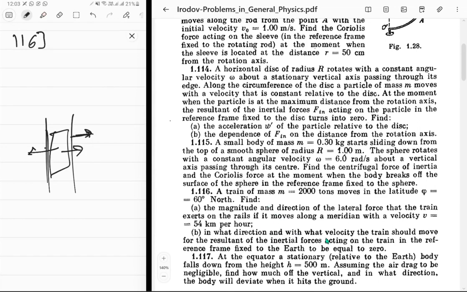Okay, in what direction and with what velocity should the train move for the resultant of the inertial forces acting on the train, in the reference frame fixed to Earth, to be equal to zero? Once again, the same thing about inertial forces and whatnot. I don't know, so I'll just do part A and then we'll move on.